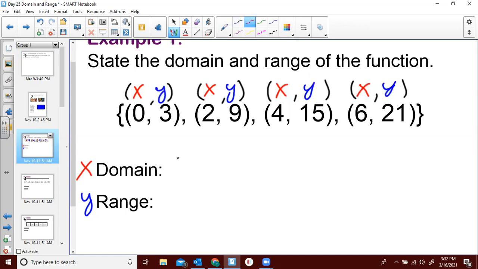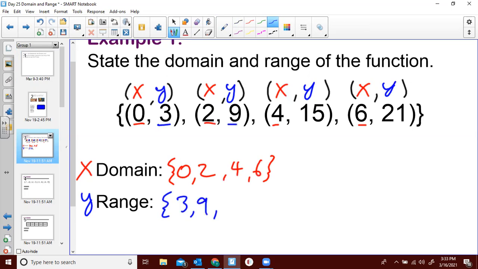All right, so let's look for our domain first. Our domain is going to be all of our X values. So we have 0, 2, 4, and 6. Our range is just going to be all of our Y values. So we have 3, 9, 15, and 21. And that's it. The only thing you have to really remember here is that domain is X and range is Y.